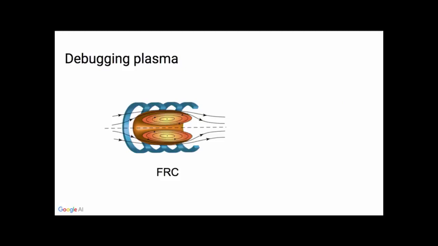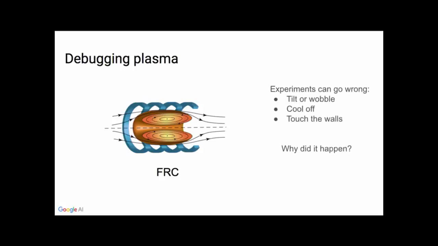The second one has to do with inference. And it turns out that when you're trying to do this experimental plasma physics, you spend a lot of time debugging your plasma. Here's an image of your FRC plasma, and ideally it's perfectly stable in the center. But sometimes things go wrong. The plasma tilts or wobbles around, or there's some pathway that lets the plasma cool off, or it might bounce and touch the walls. And the physicists want to know, why did that happen?